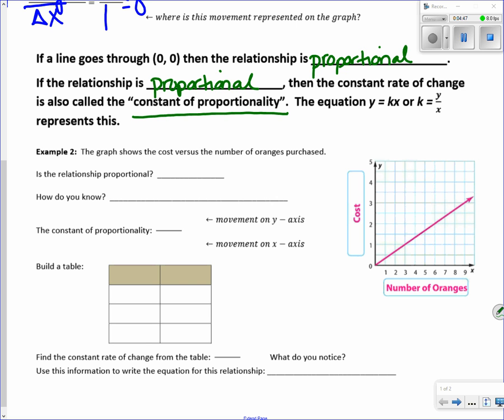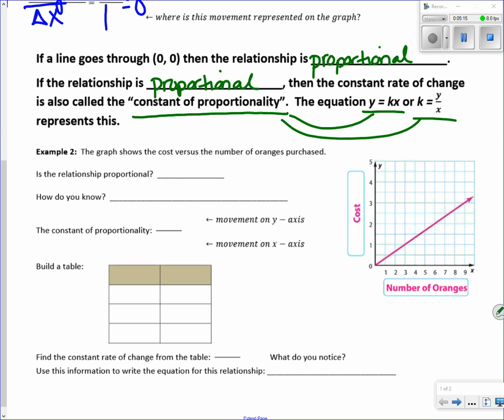So basically what this means is when you write the equation, the y equals 8x in our example above, we call it y equals kx, or k equals y over x. That's how you find the constant of proportionality. As long as there is just a constant rate of change with the x, then you know that it is proportional, and we call this the constant of proportionality. Basically, you're naming the same thing several different names.